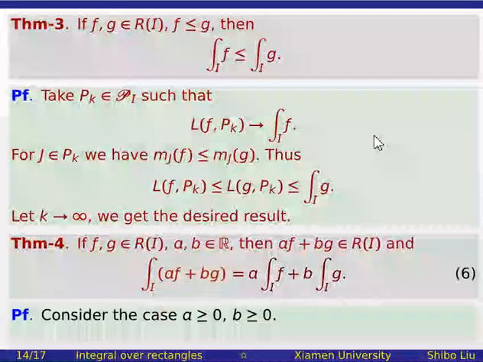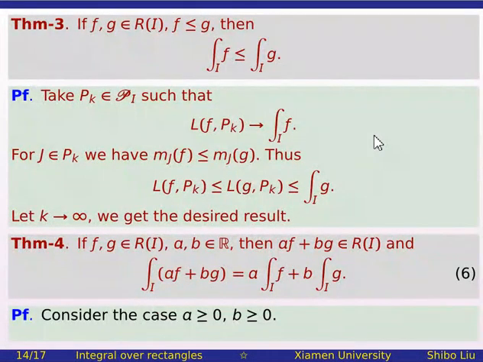Okay. So firstly, we need to prove the integrability of the linear combination. Firstly, we consider the case that both A and B are non-negative. Why do we need to consider the non-negative case? Because our argument will involve some inequality. If you multiply a negative number to the inequality, the inequality will reverse its direction. So this will cause some inconvenience. Therefore, we consider the non-negative case first.